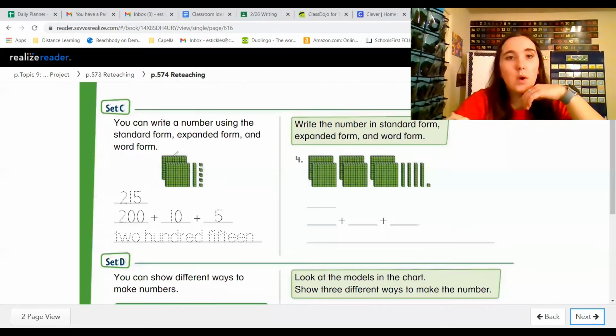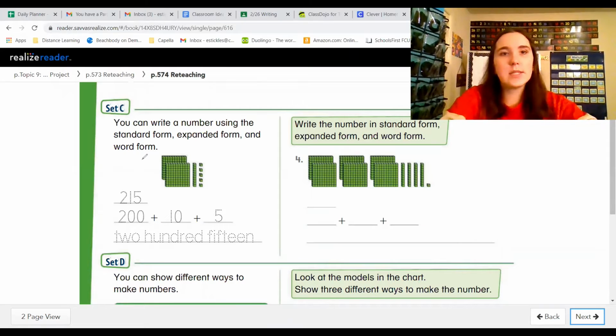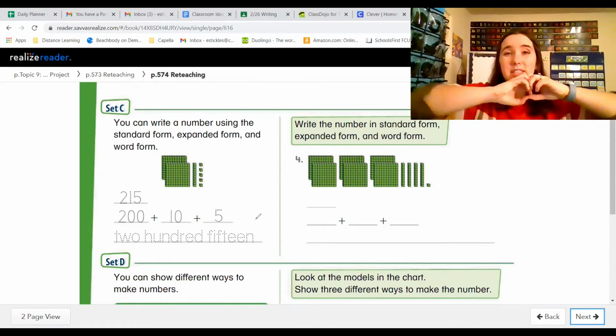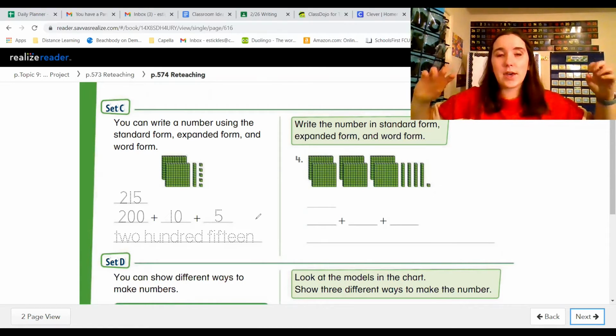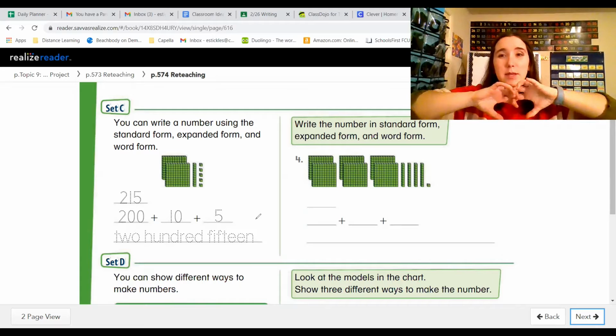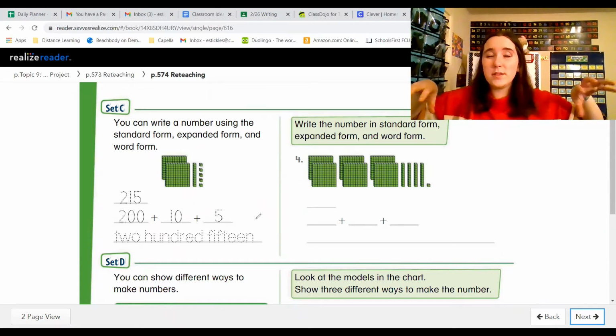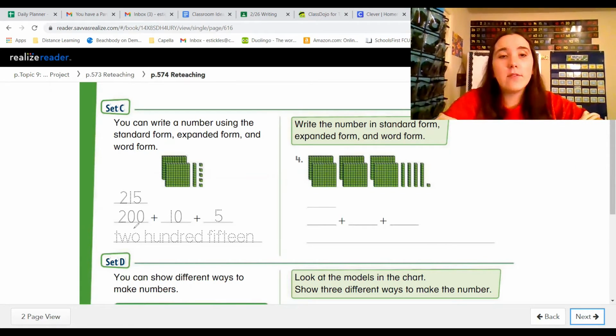Let's turn the page. Okay, so on the left side for set C, here's what it says. You can write a number using the standard form, expanded form, and word form. And ladies and gents, they put them in order for us. So this is the standard form, which is how we normally write our numbers. This is the expanded form, which means you're taking the number and you're expanding it into its parts. You're breaking it apart. You're making it bigger, okay? It's not 215. It's something bigger. It's the hundreds, the tens, and the ones all added together. And then we have the word form, which is our numbers written out in words.